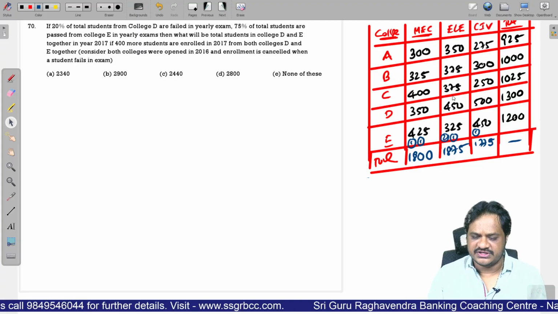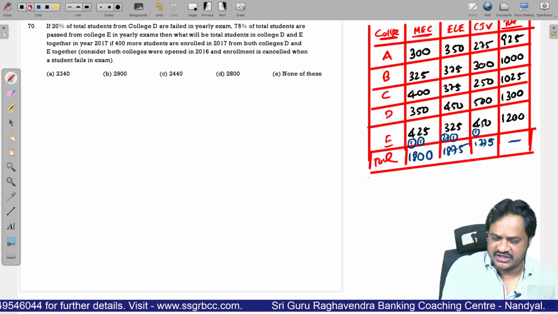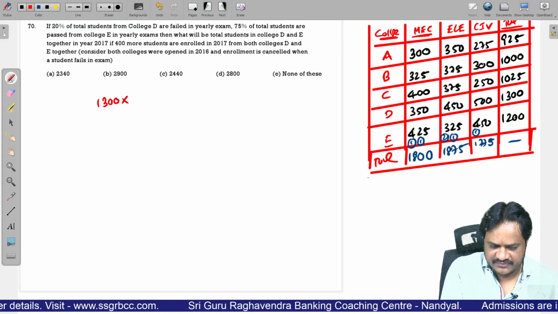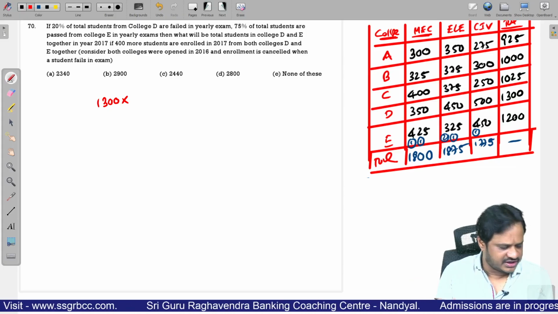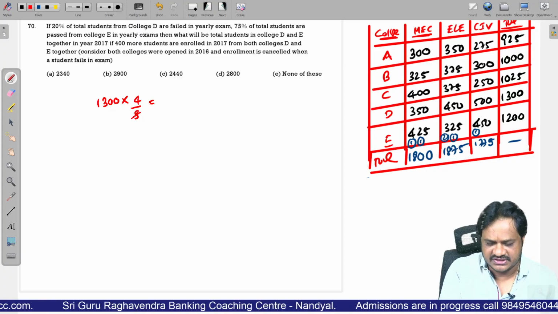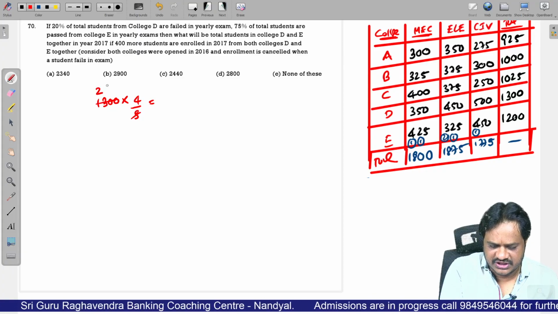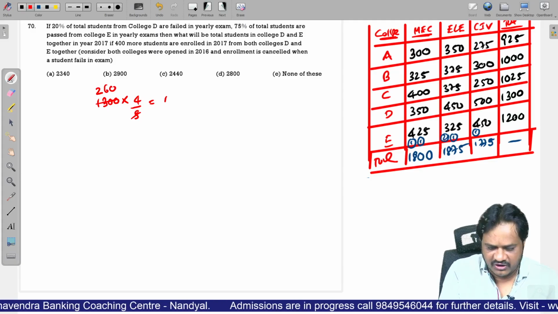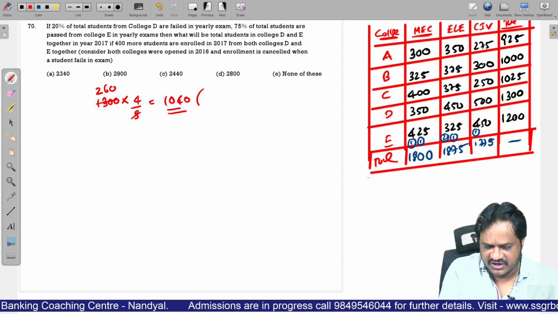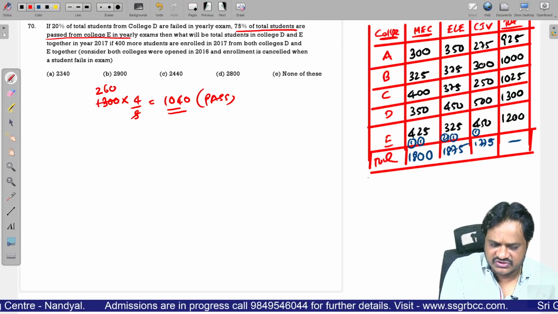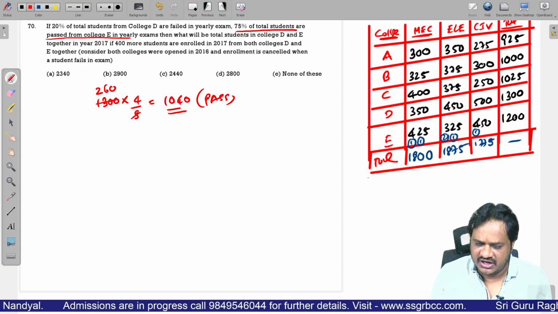If 20% of the students of D are failed in the yearly exam, D total students are 1300. In this 20% are failed. That means how many are pass? 80% pass. 5 2s 10, 5 6. So we will get 1040. How many pass are there? 1040 pass.